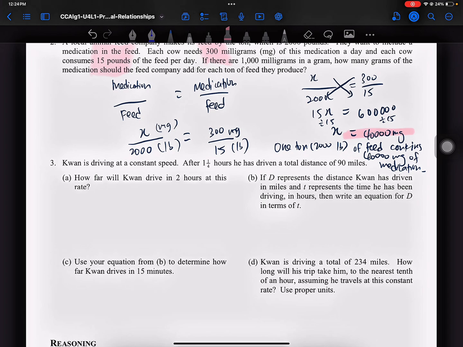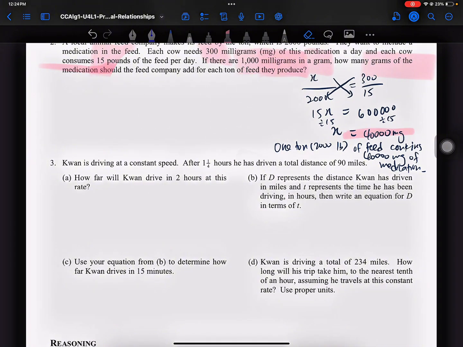The question asks, if there are 1,000 milligrams in a gram, how many grams of the medication? So we need to convert it. If I have 1 gram equal to 1000 mg, so 1 gram over 1000 mg equals how many g over 40,000 mg.